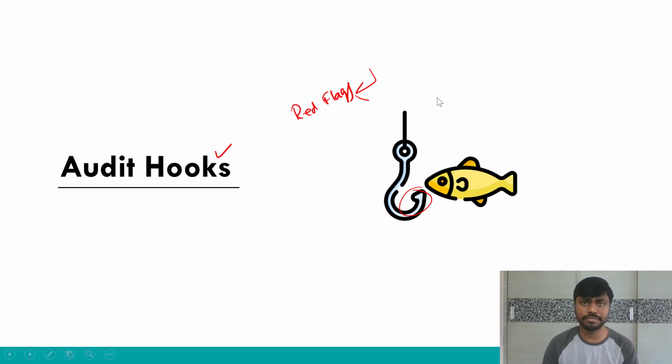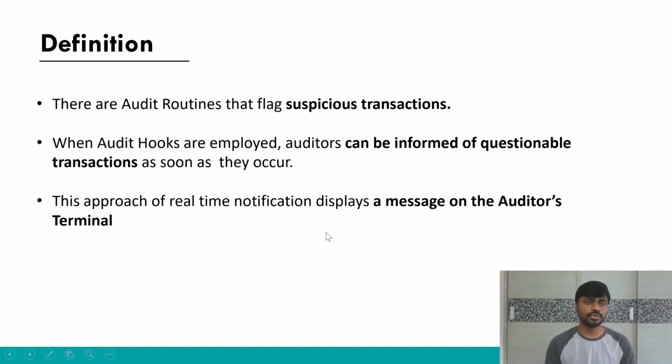Let's have a quick look at the definition. It's easy to understand. These are audit routines that flag suspicious transactions. The software flags suspicious transactions. But how does the system know whether a transaction is suspicious or not? The auditor has to give the criteria.